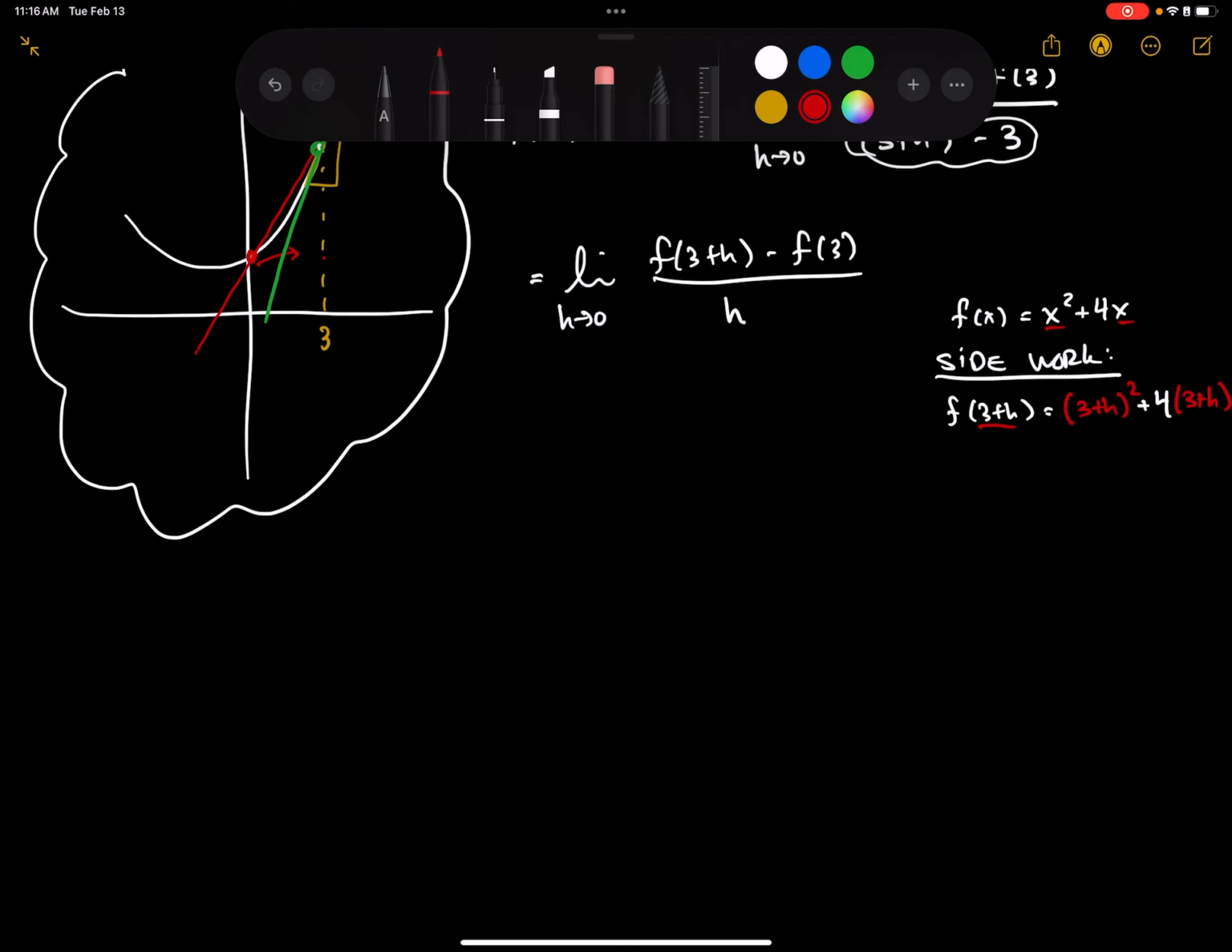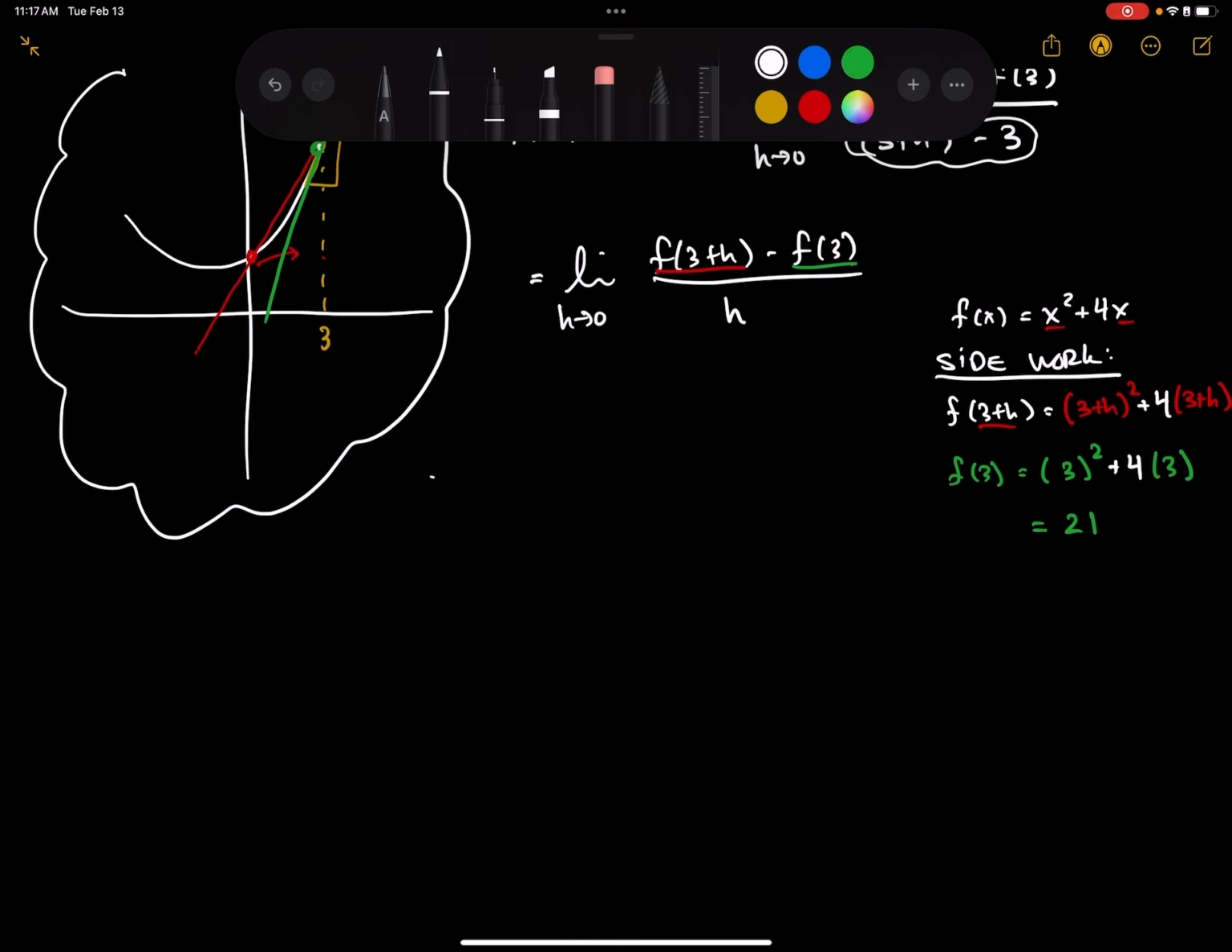And let's go ahead and find, so that's this piece here. And let's go ahead and find f of 3 while we're down here. So f of 3 is going to be plugging in 3 wherever you see x. Plus 4 times 3. And we can simplify this because it's not so bad. So it's 9 plus 12 is 21.